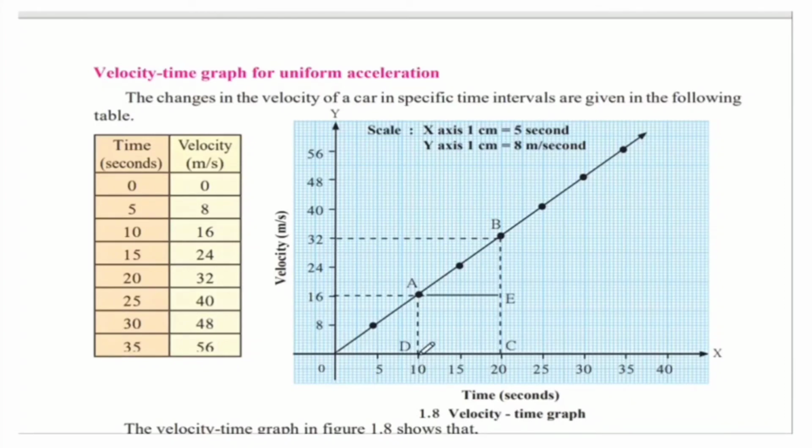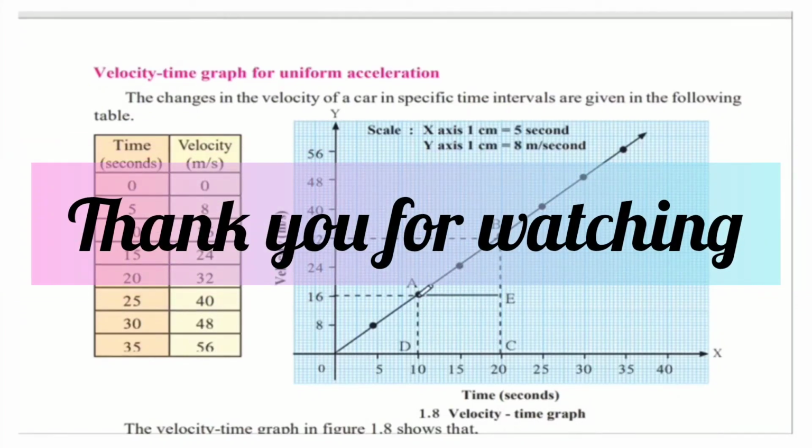This distance will be equal to the area of this quadrangle, that is quadrangle ABCD. And since this quadrangle is not a proper rectangle or square, we'll have to calculate it by first taking the area of this square, that is quadrangle AECD, and adding it to the area of this triangle, that is triangle ABE.